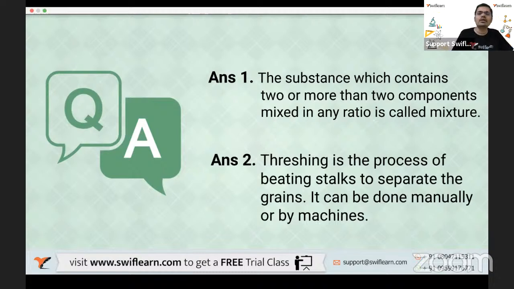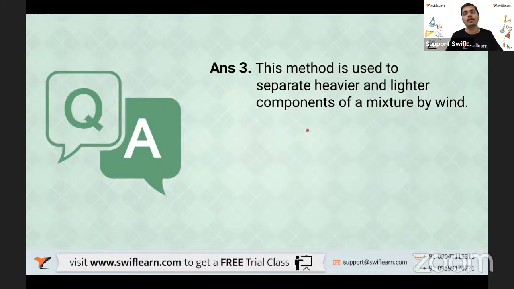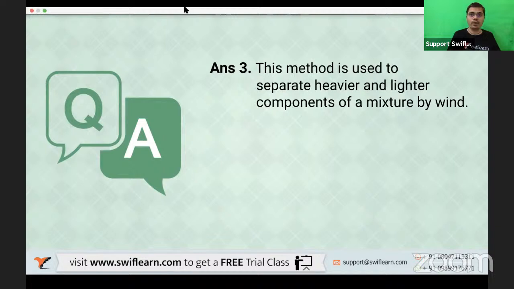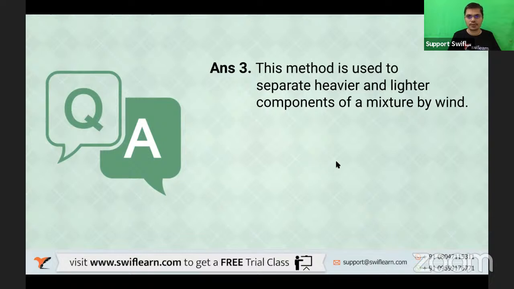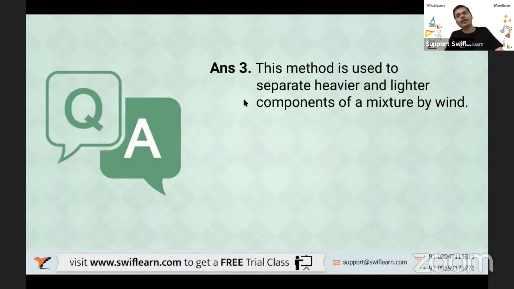Threshing. What was the threshing process? It's a process of beating stalks to separate the grains, and it can be done manually or with the help of machines. Very good, right? And then, what was the third question? Yes, very good. Winnowing, isn't it? Winnowing is the method used to separate heavier and lighter components of a mixture. You remember that lady, with the help of the direction of wind, she was separating the grains from the lighter particles, which are the skin or the husks, right?